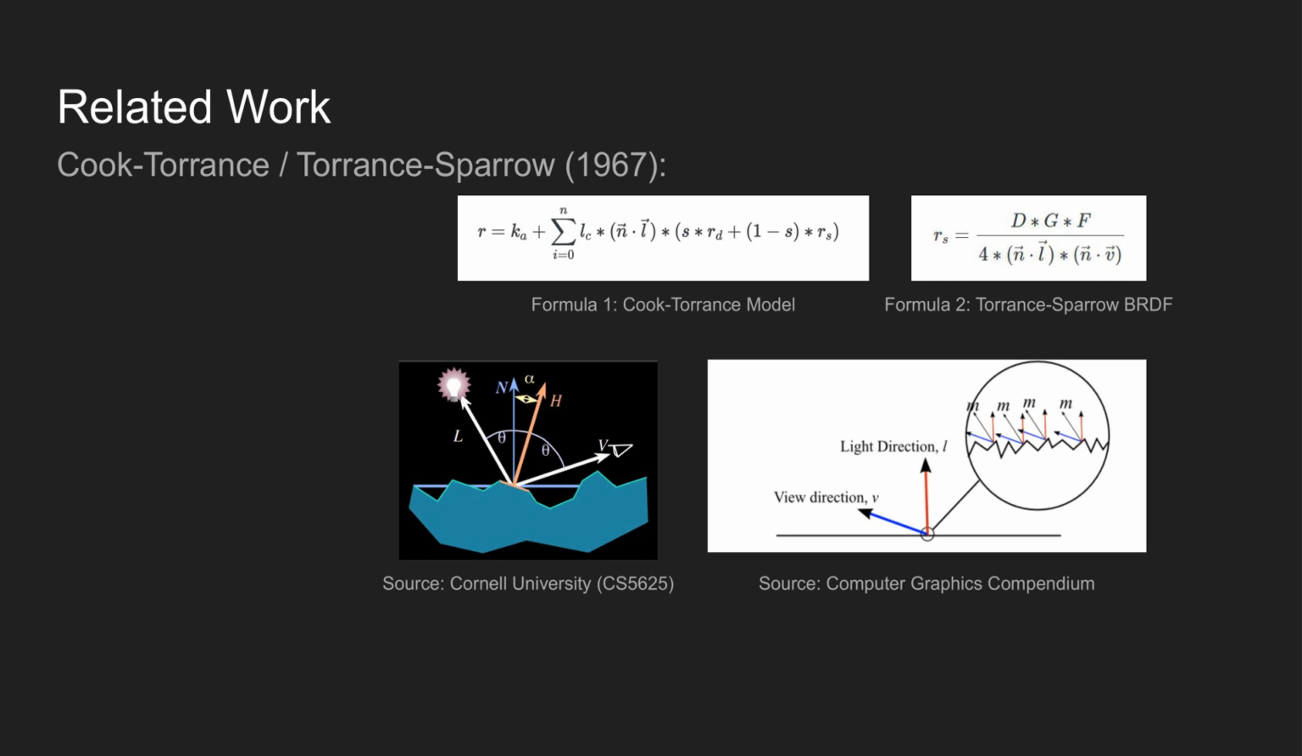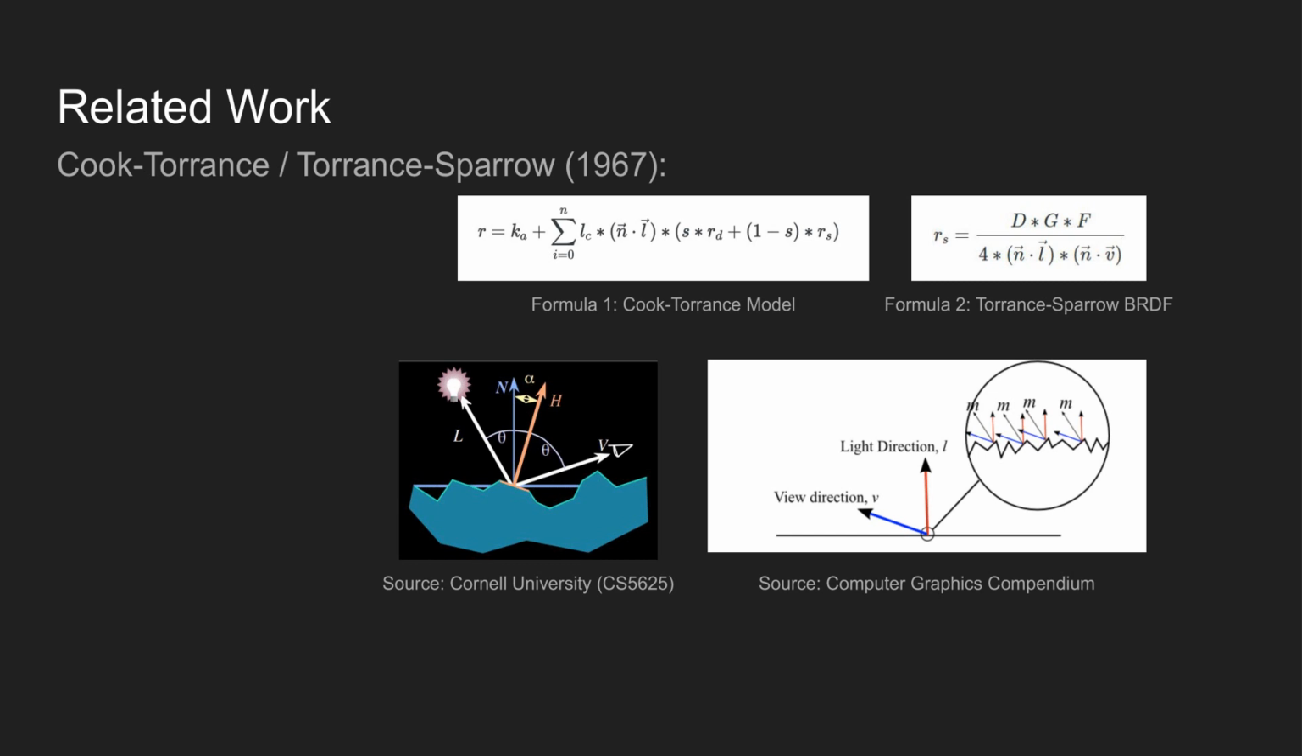The Cook-Torrance model is described by the formula visible on the top left side of the slide. In this formula, R stands for the outgoing radiance at the point where we are calculating the BRDF. Ka is a constant ambient term. The rest of the equation iterates and sums over the light sources.